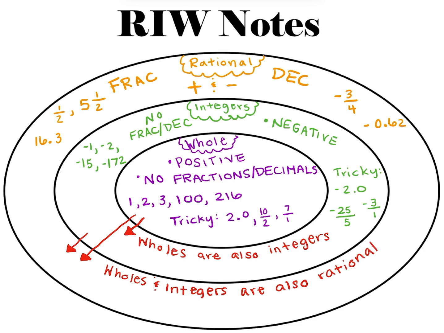But we just need to really pay attention to wholes are positive, no fractions, decimals. Integers, negative, no fractions, decimals. Rationals can be both positive and negative, but they are our fractions and decimals. So that is how you classify numbers. If I give you a number, you should be able to put it in the correct spot.